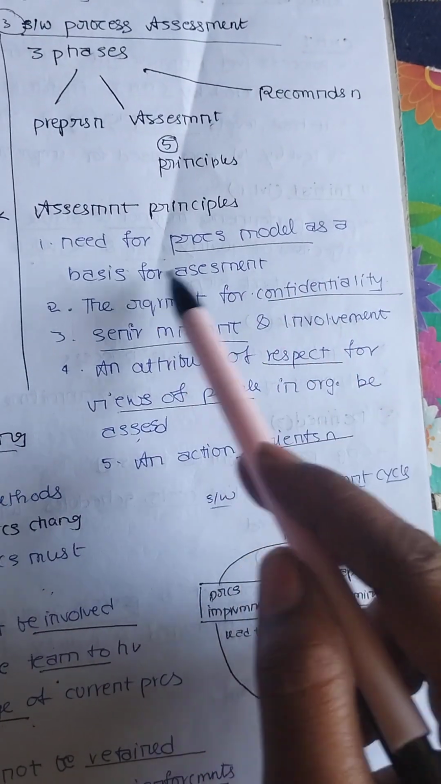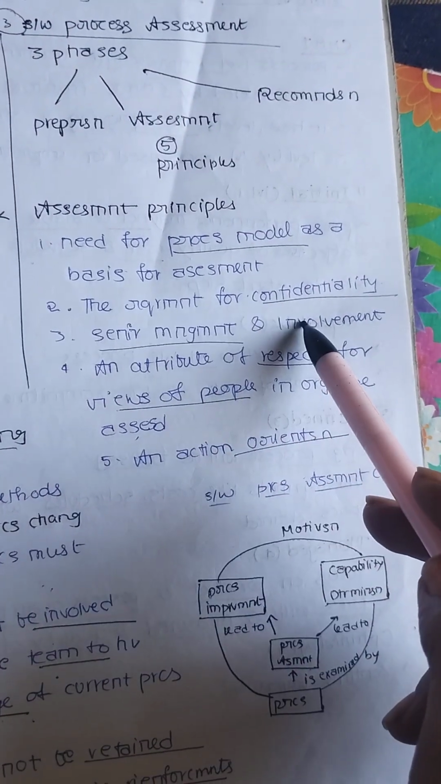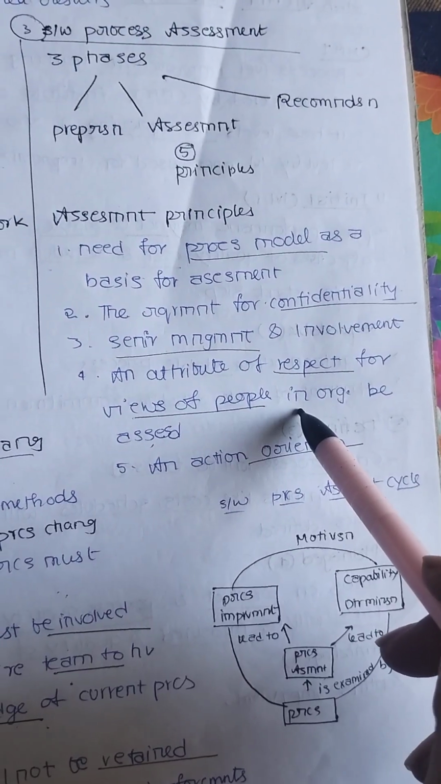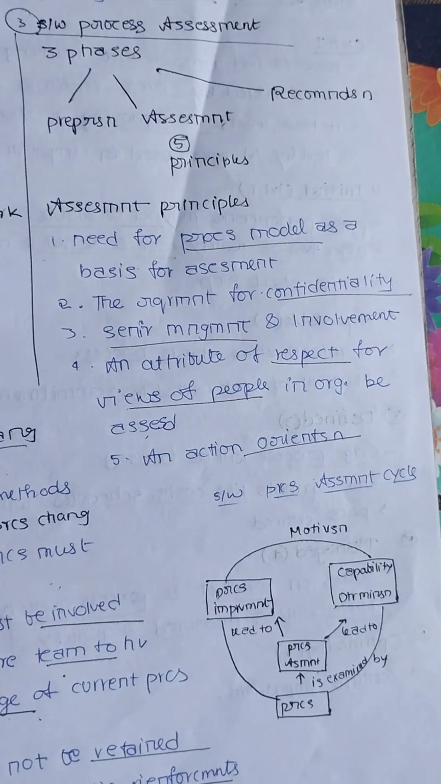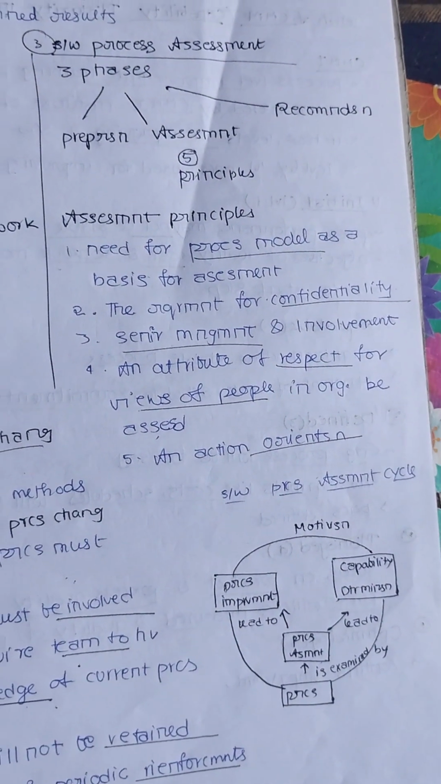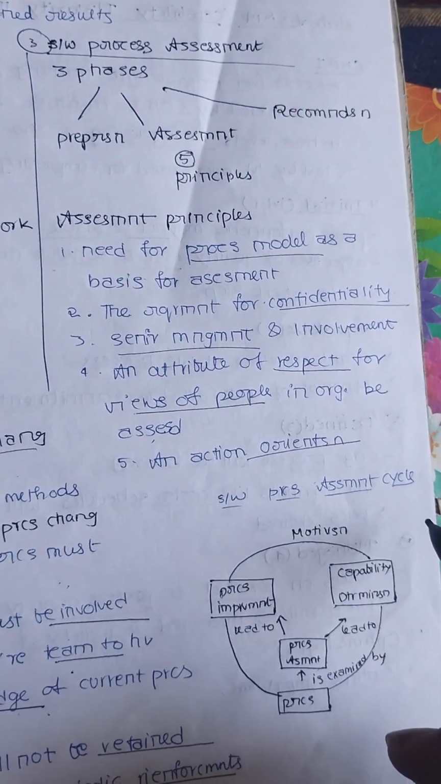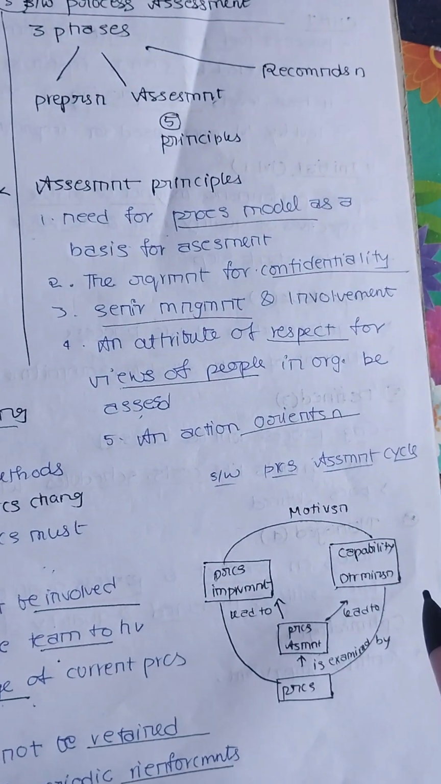Need for process model as a basis of assessment. The requirements are confidentiality, senior management, respect for the views of people, and an action orientation. First is the process model, then confidentiality, then senior management, then respect for views of people, and then action orientation. This is a software process assessment cycle.